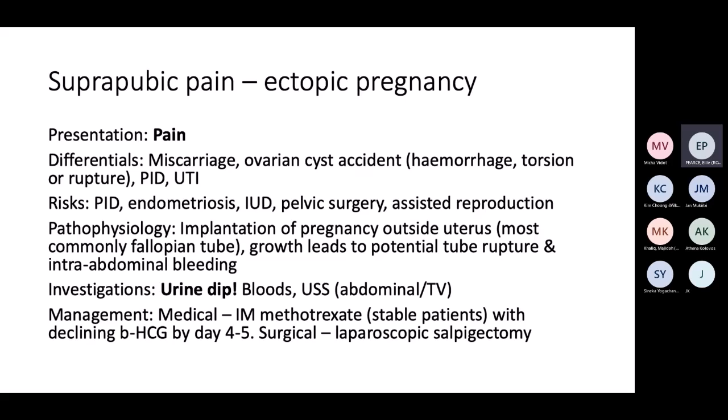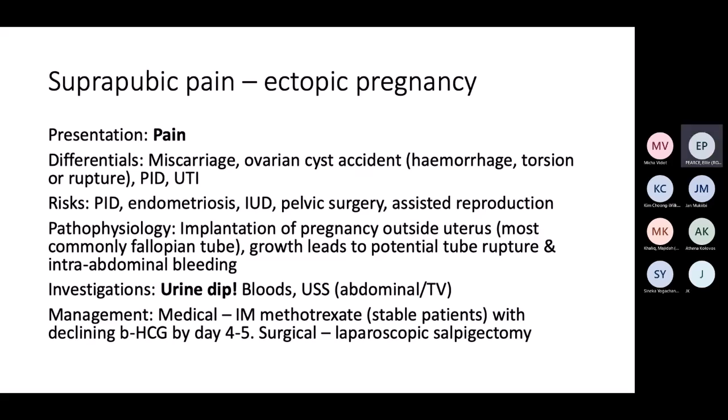Having IVF, particularly when someone's had egg retrieval, and having pelvic surgery and associated adhesions in the pelvis are also risks. The pathophysiology is implantation of pregnancy outside the uterus, usually within the fallopian tube. Once that pregnancy grows to a certain size, it can lead to tube rupture and associated bleeding, which can appear vaginally, but quite often it's just intra-abdominal.